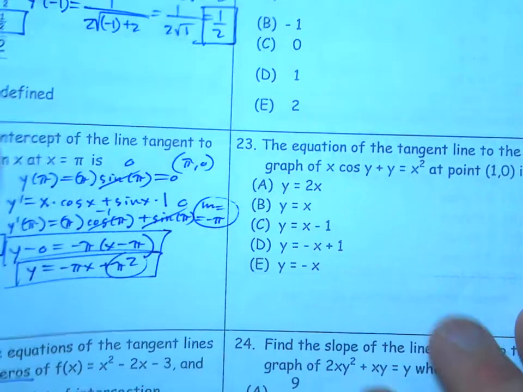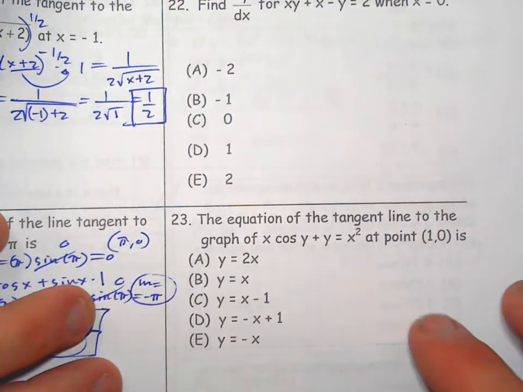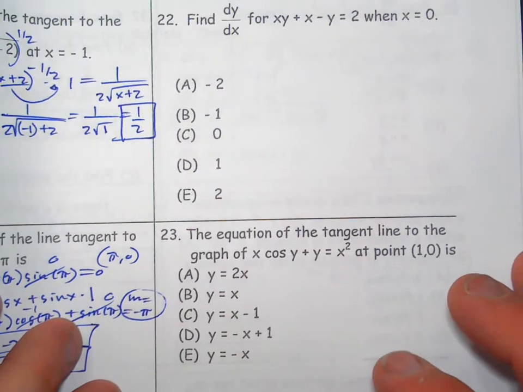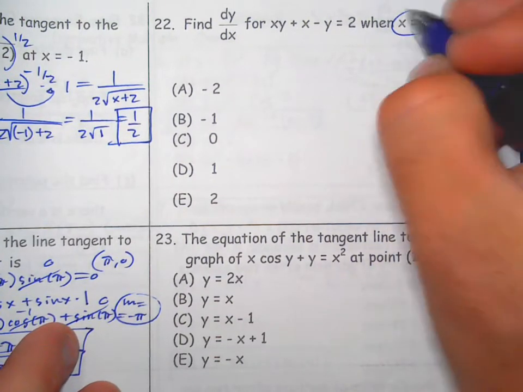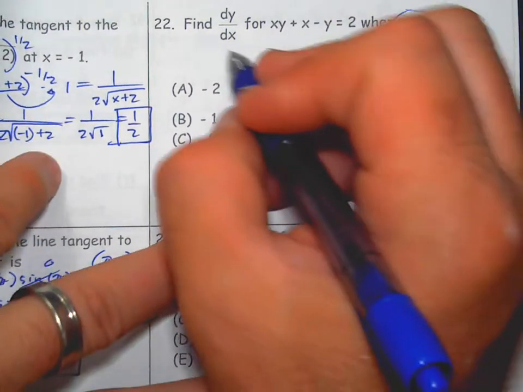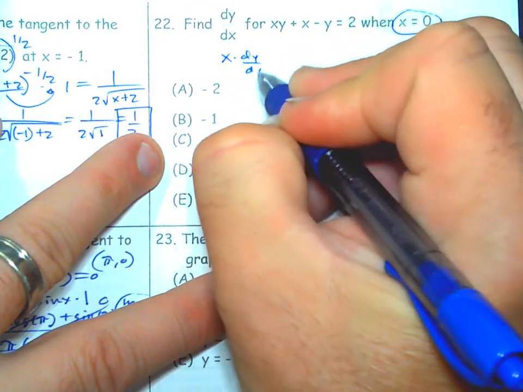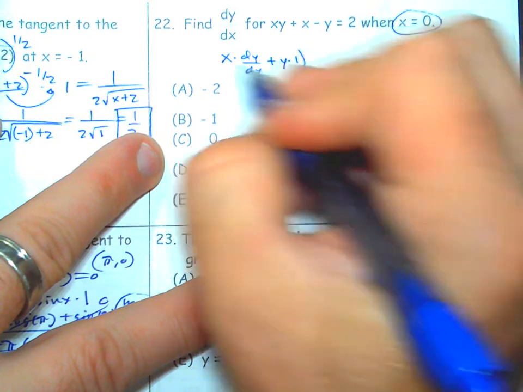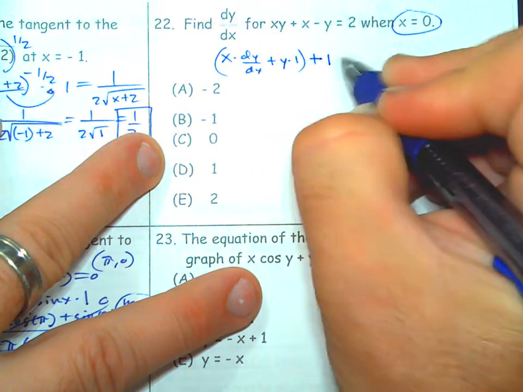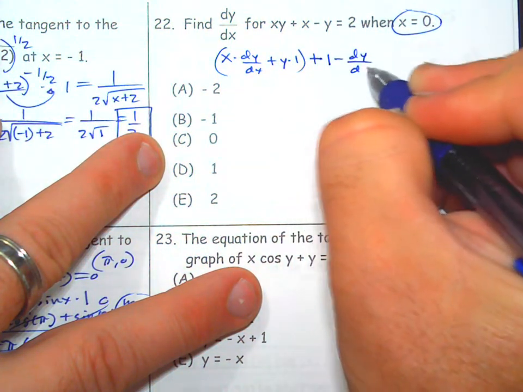Okay, 22. We're going to find the derivative at x equals 0. So I guess we just start by finding the derivative. It's going to be x times the derivative of y, which is dy dx, plus y times the derivative of x, which is 1, plus the derivative of x, which is 1, minus dy dx equals 0.